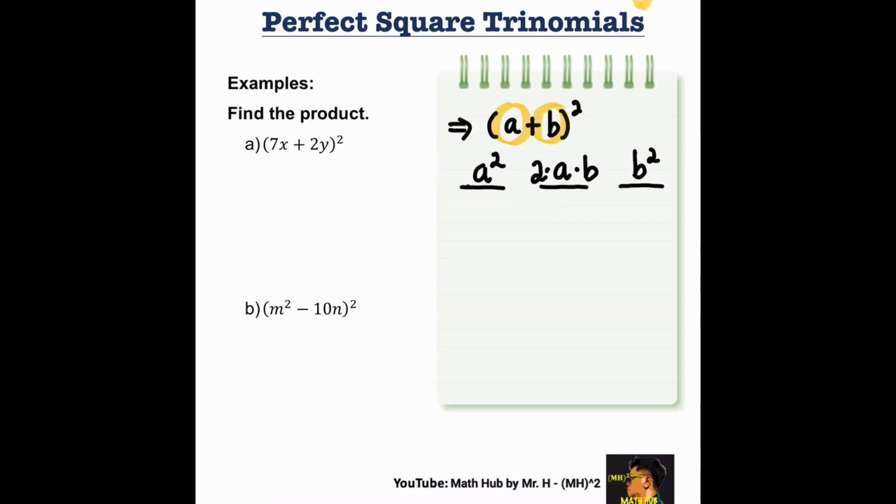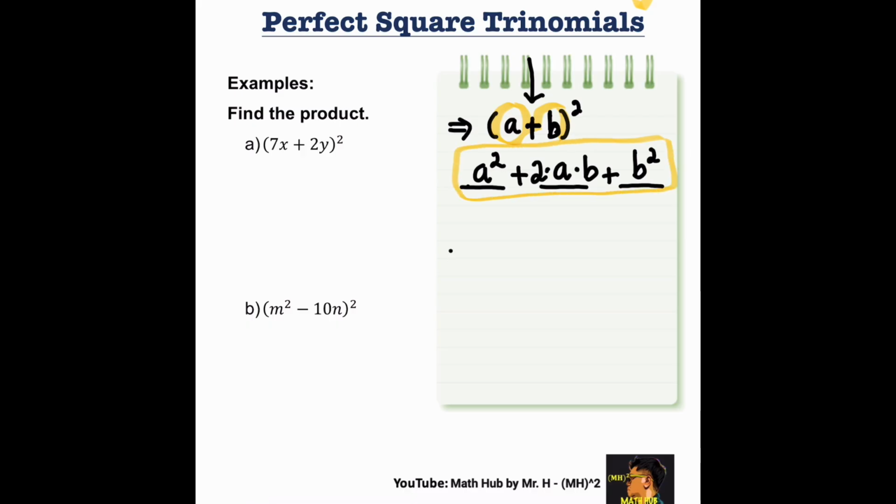Now, what are the signs that we need to follow? Whatever the operation is in the given binomial, you copy that here. That will be the sign of the middle term. And the sign of the third term of the product is always going to be positive. Why? Because if it's minus, negative times negative is still positive. Positive times positive is positive. This is the answer.